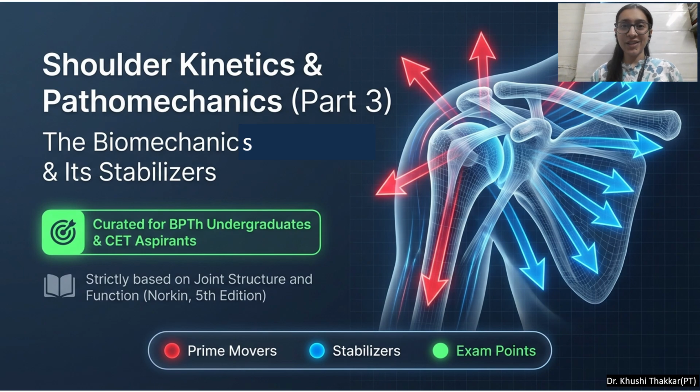Why does the shoulder dislocate most commonly anteriorly and not superiorly or posteriorly? The answer is not anatomy, it's kinetics. Till now, in part 1 and 2, we have understood shoulder anatomy and kinematics, basically what moves and how it moves. But today, it's where things become clinically powerful because in this lecture, we are not just studying movement, we are understanding the forces behind the movement.